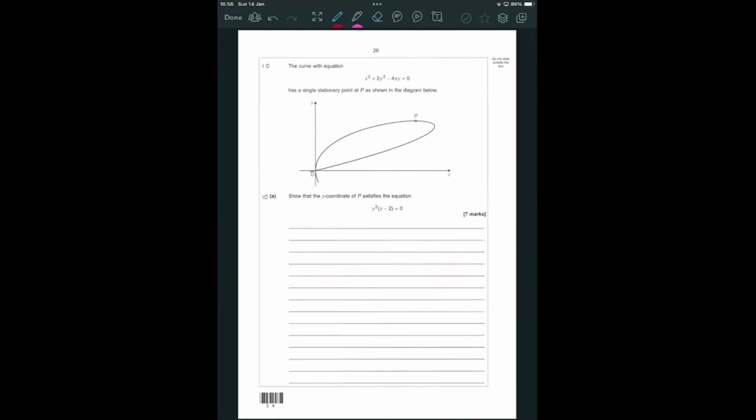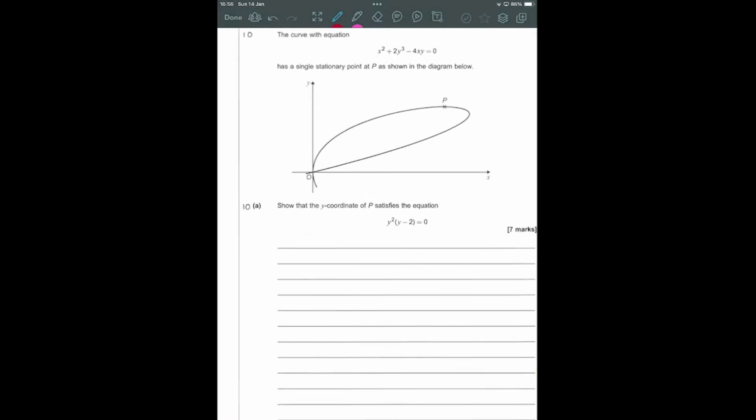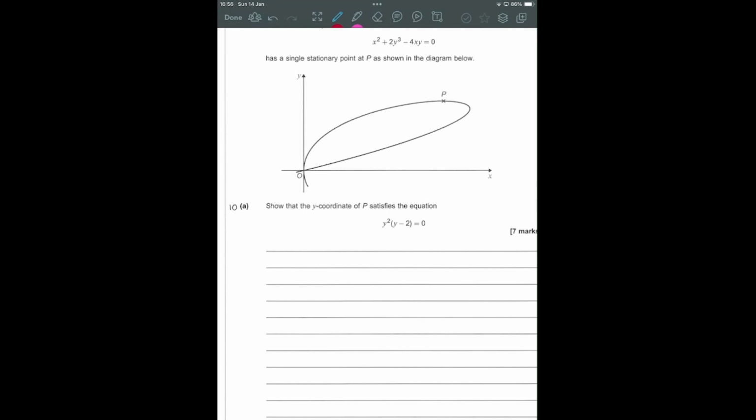Question 10. Oh, that's a very nice looking curve. You can't get shapes like that if it's not an implicit curve. And it has a single stationary point at P. Show that the y coordinate satisfies that equation. Stationary point says the first derivative is equal to 0, so I have to try and differentiate. So let's differentiate with respect to x. Now I can't write dy by dx equals for an implicit curve, not allowed to do that, so that's why I've written it out in full with the colon instead of an equals.